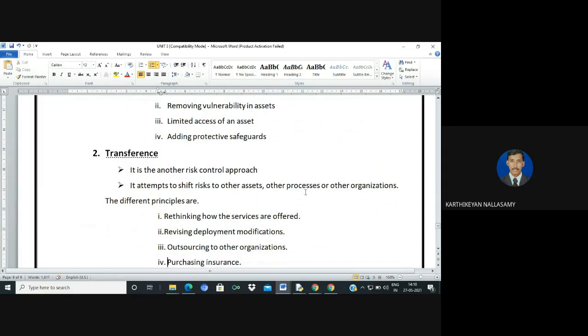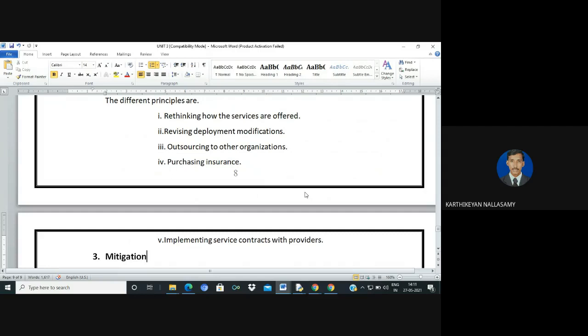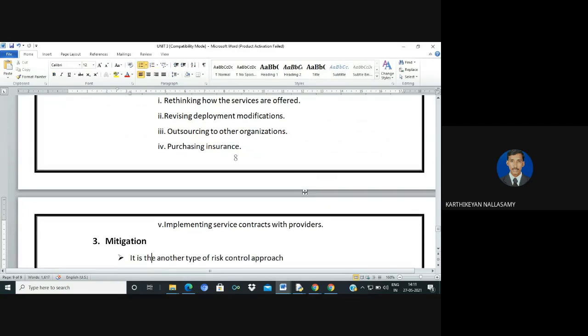For that, what we have to do is identify, instead of this service, we are going to link with some other service, so that we are rethinking how the service is to be mapped, and we are going to modify the deployment and try to outsource to other organizations, or maybe provide some kind of policy and insurance policies for them, and also provide some contract to the providers. So this is called transference.